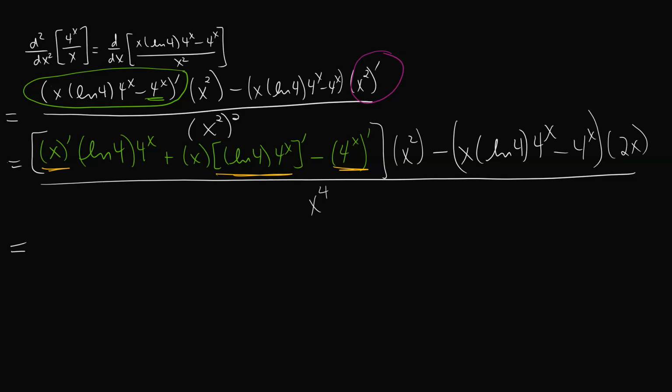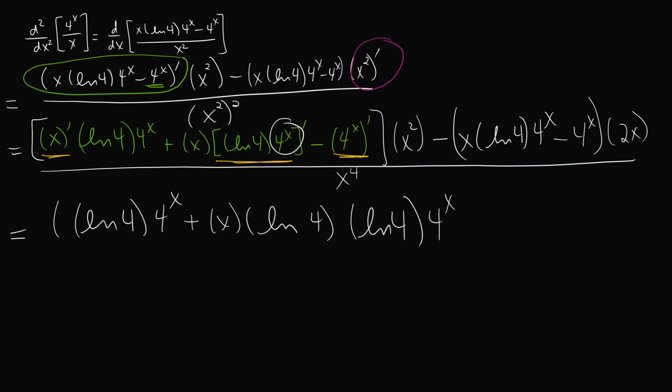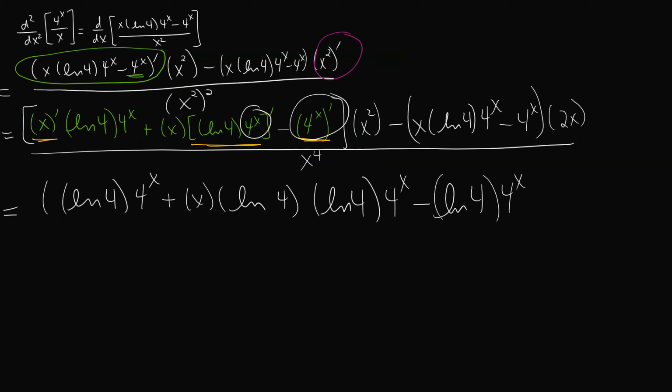So the derivative of x is 1. So we're just left with the natural log of 4 times 4 to the x plus x times, and now we need to take the derivative. Natural log of 4 is a constant, so by our constant multiple rule, it just stays the same. It just comes outside of the derivative of that expression. And the derivative of 4 to the x is the natural log of 4 times 4 to the x. And then we subtract the derivative of 4 to the x, so natural log of 4 times 4 to the x. That's all multiplied by x squared.